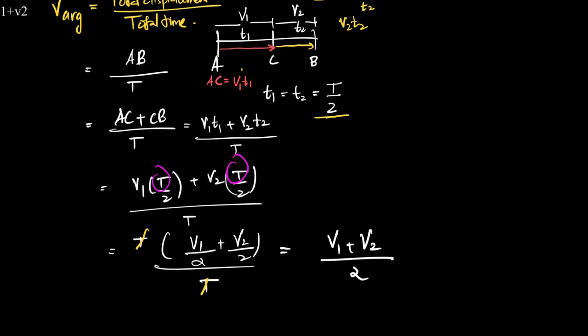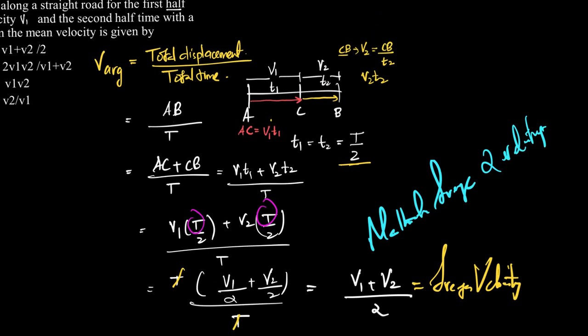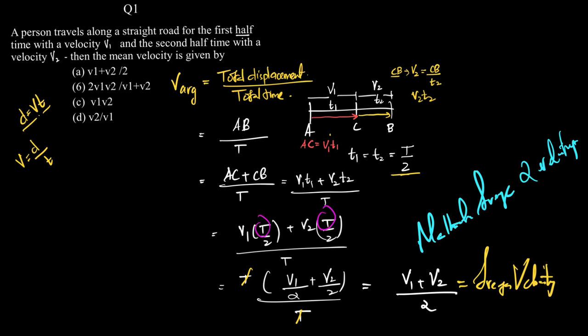Therefore, the average velocity for the entire motion would be the mathematical average of the two velocities. I think this is the only case where the average velocity literally means the average velocity.